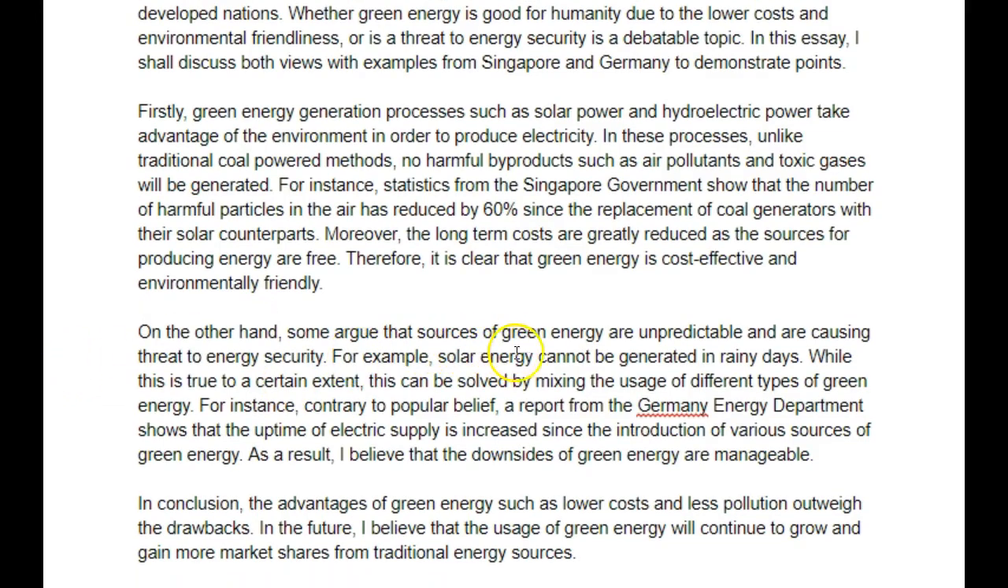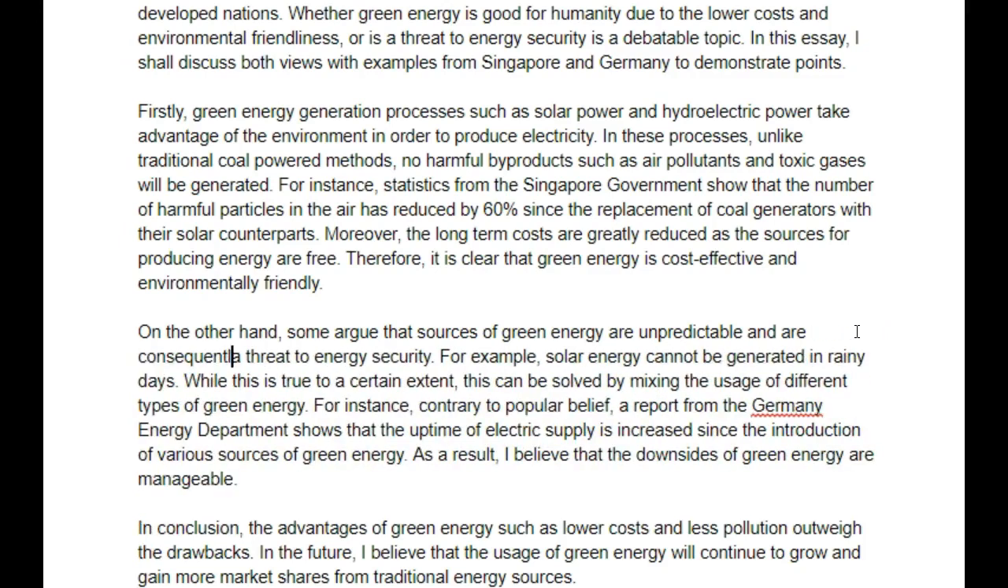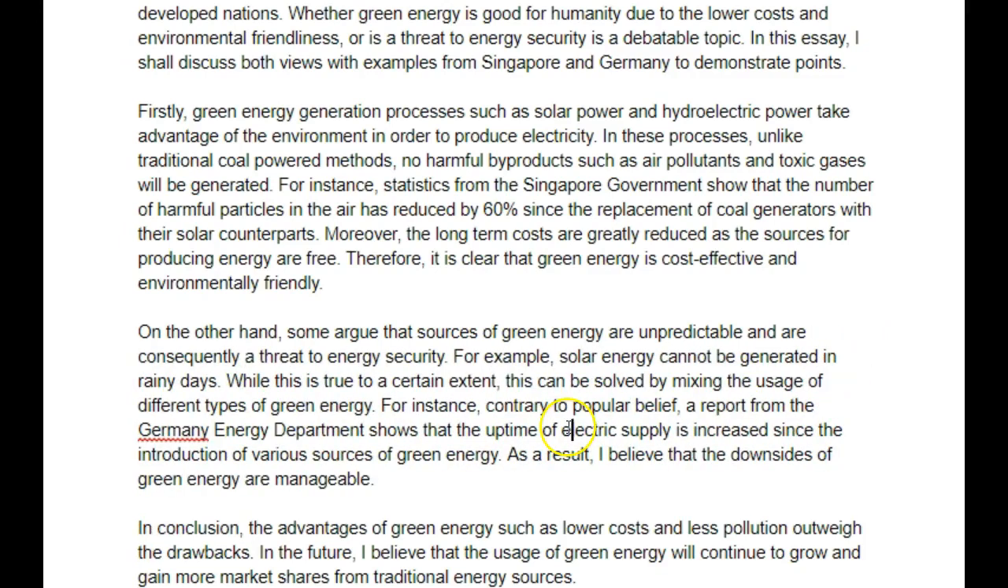On the other hand, some argue that sources of green energy are unpredictable and are causing a threat to energy security. We could say consequently. As a consequence of their unpredictable nature, they are a threat to energy security. Sources of green energy are unpredictable and are consequently a threat to energy security. For example, solar energy cannot be generated on rainy days.